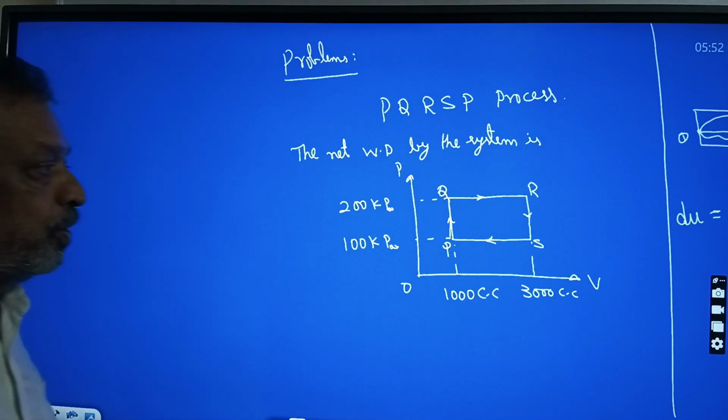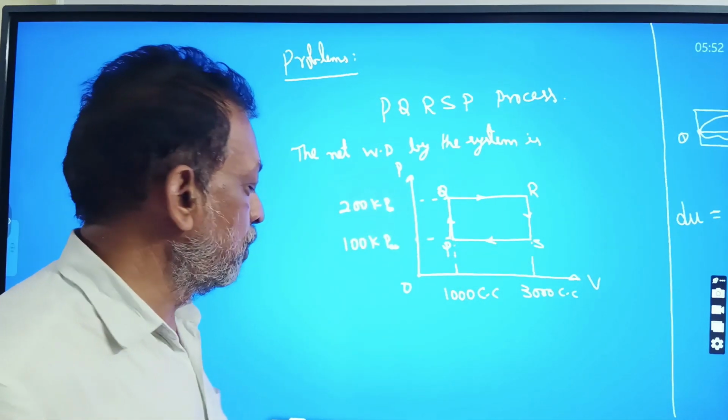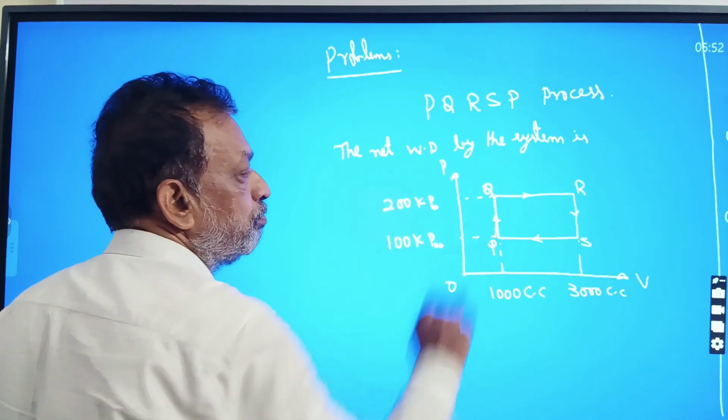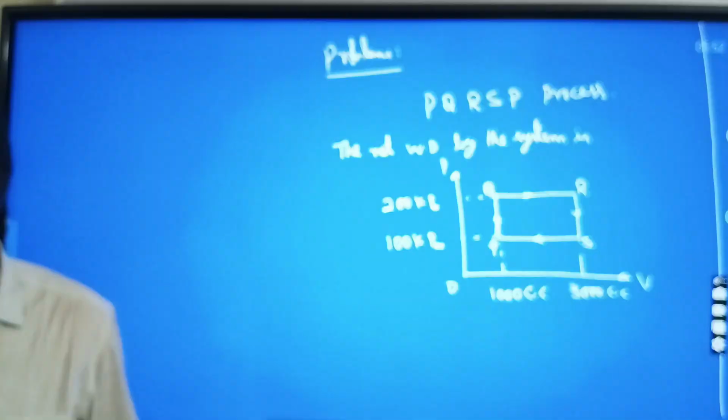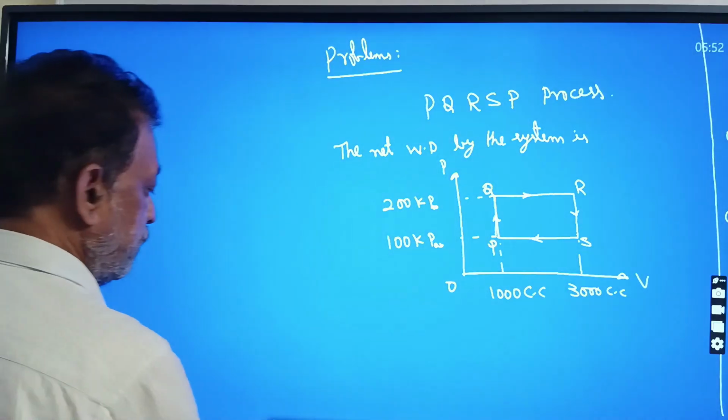Right. So we have to find the area of this one. What is the work done? It is the area under the curve. So how to find the area? This is a rectangle. This is a rectangle.